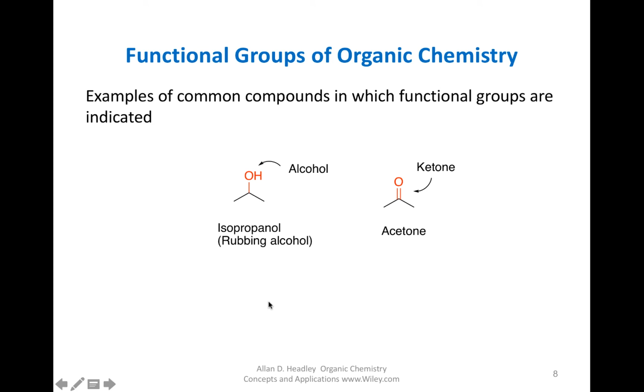As an example, here are 2 compounds that we are very familiar with. Here we have rubbing alcohol. You recognize that as the OH. I hope you recognize that carbon as bonded to 2 other alkyl groups. So that's a secondary carbon. So later on we'll see that as a secondary alcohol.